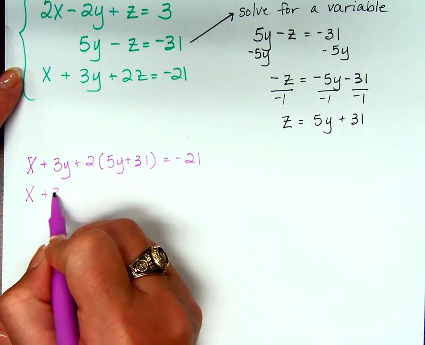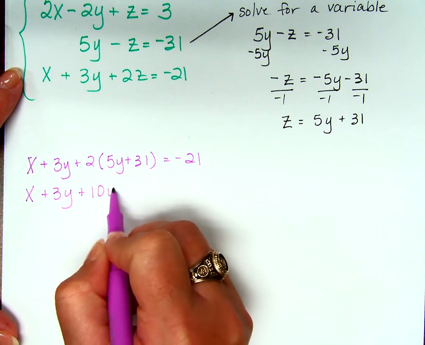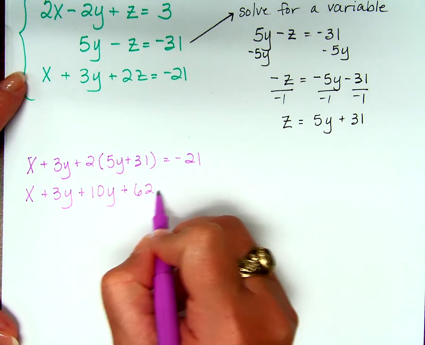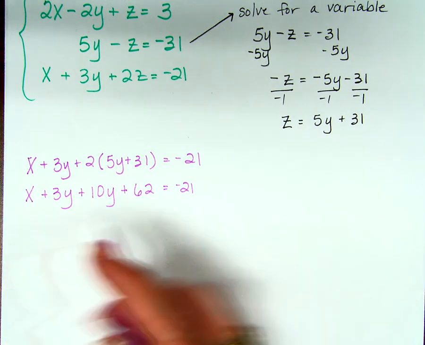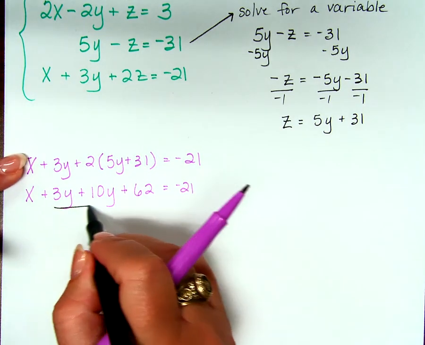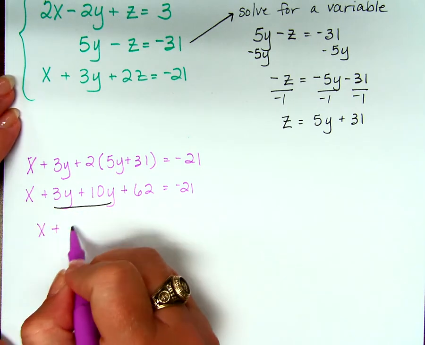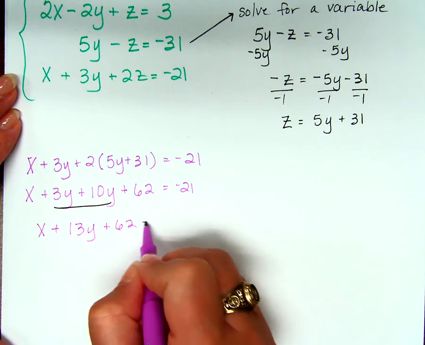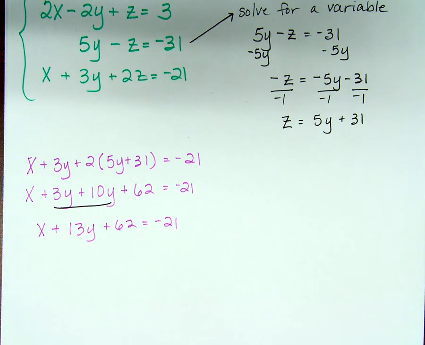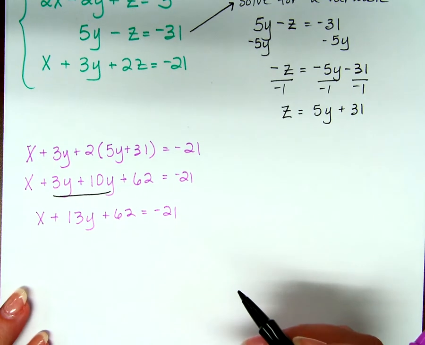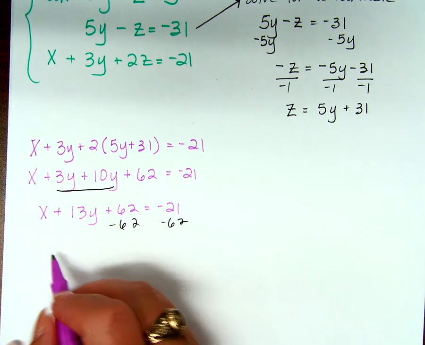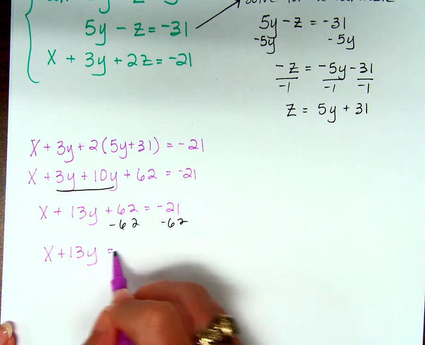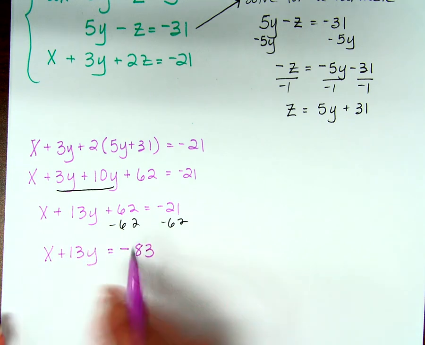So x plus 3y plus 10y plus 62 equals negative 21. Okay so far? Now what? Combine the y's. Okay, that's what you want to do. That's fine with me. We'll combine these two y's. x plus 13y plus 62 equals negative 21. Am I done? Oh yeah, let's subtract 62. So x plus 13y equals, correct.